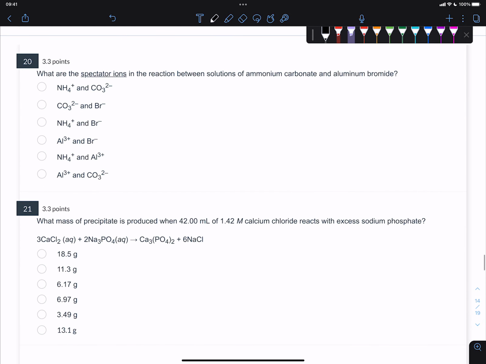Number 20. What are the spectator ions in the reaction between solutions of ammonium carbonate and aluminum bromide? So to do this, you need to write out your reactants. So ammonium is NH4 with a plus, carbonate is CO3 with a 2 minus. So those are the ions. To make the compound, or the formula for the solution, you're going to need two ammonium, so it's going to look like this. And that is ammonium carbonate.